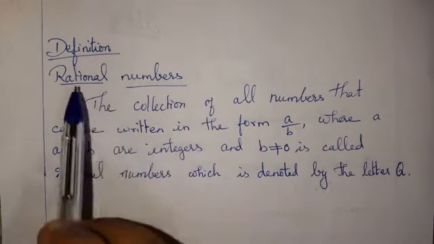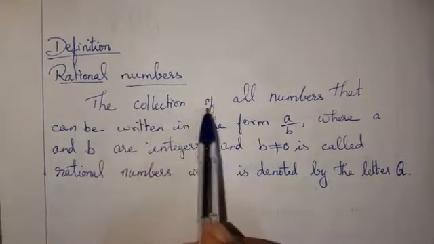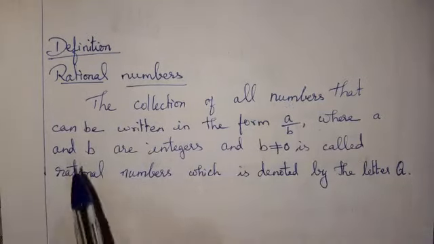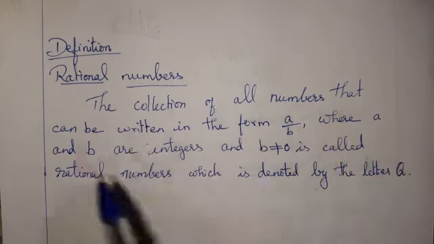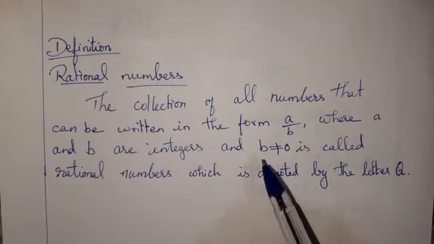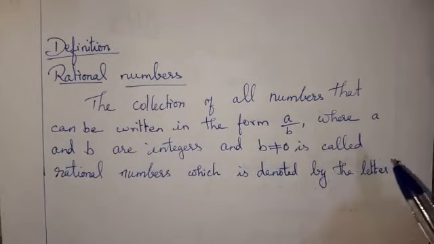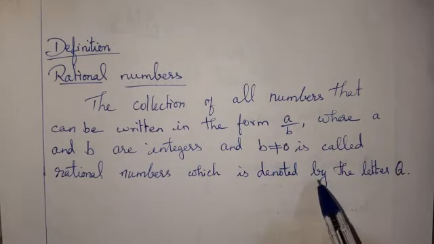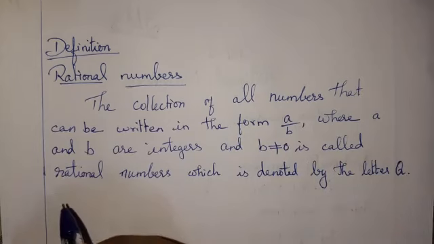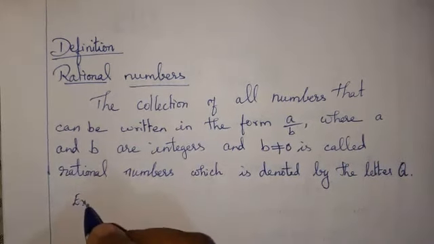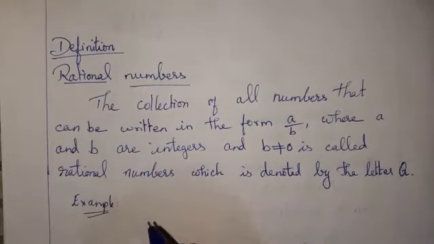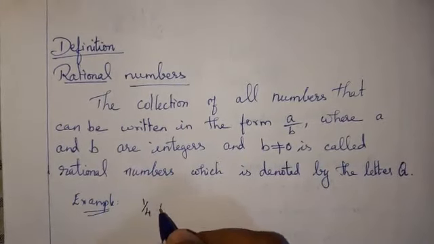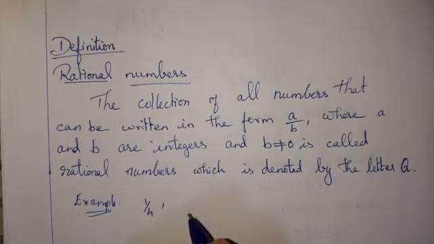Students, now see the definition. The collection of all numbers that can be written in the form a by b, where a and b are integers and b not equal to 0, is called rational numbers, which is denoted by the capital letter Q. Now see the examples. Can you say the examples? 1 by 4, that is a fraction.